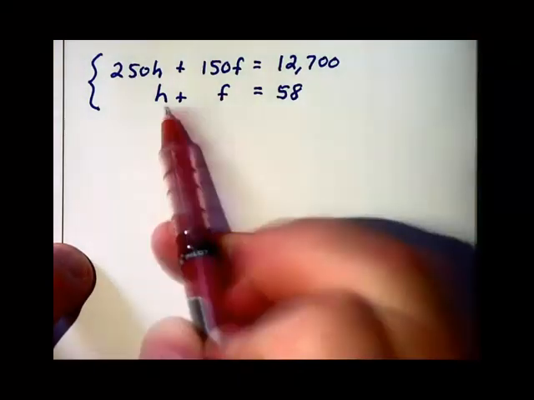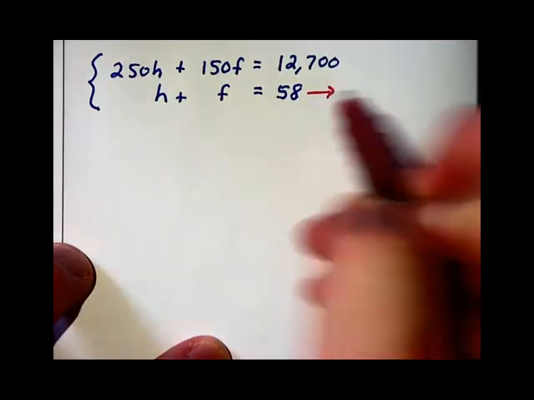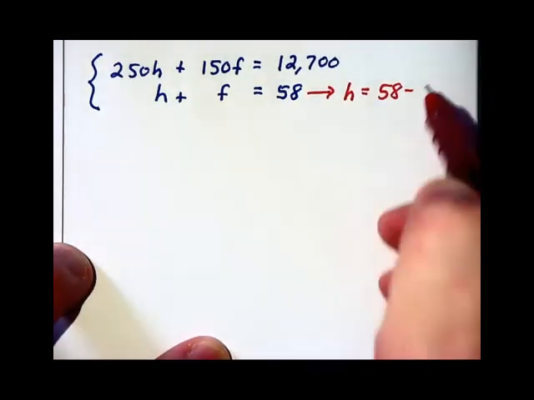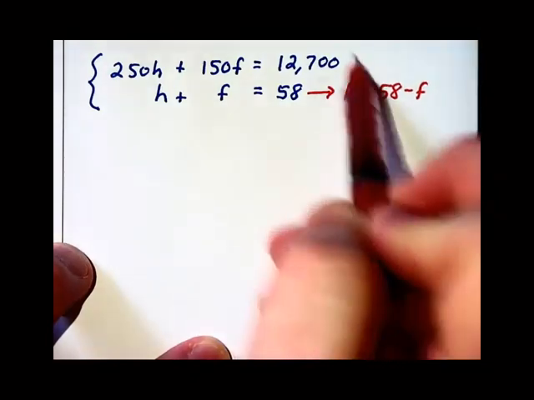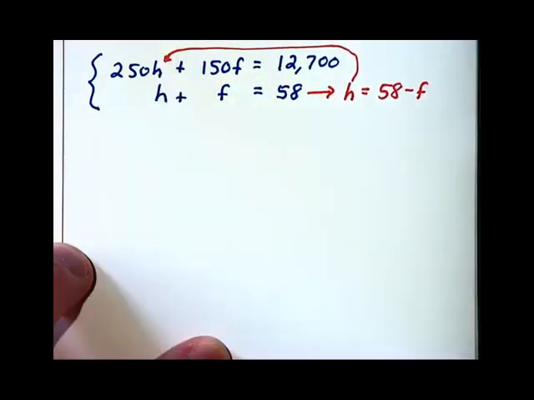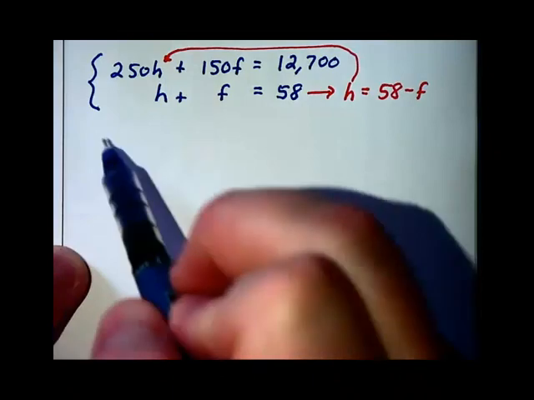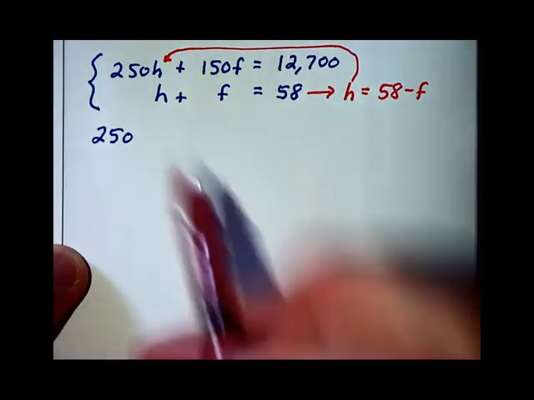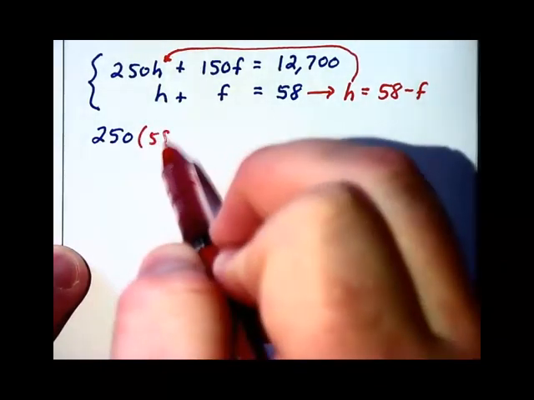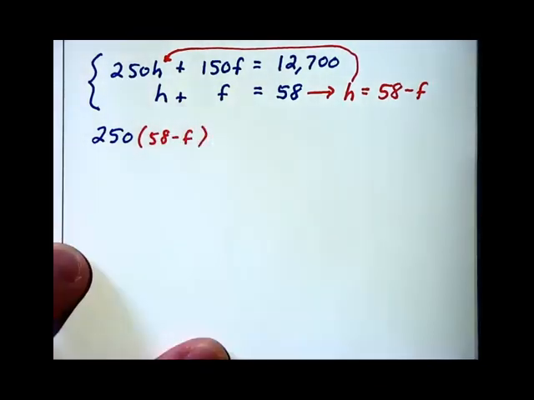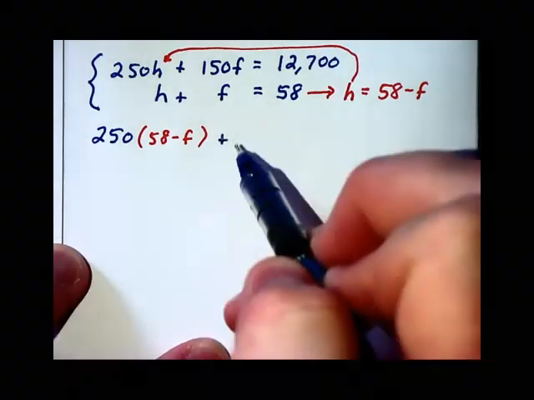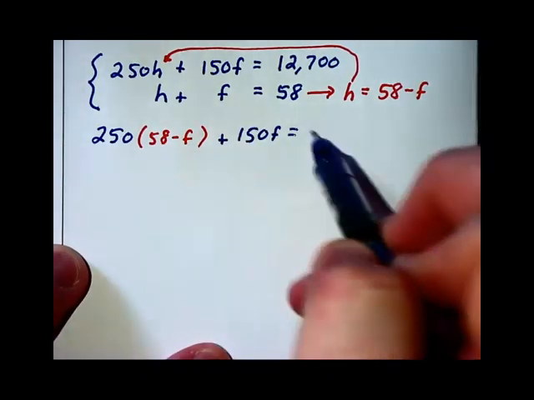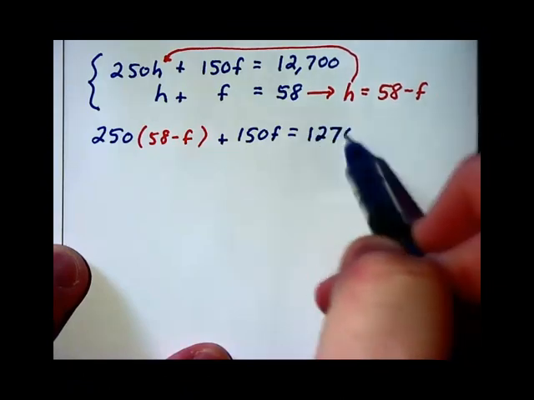I'm going to solve the second equation for H, subtracting the F and writing H equals 58 minus F. And that H is then going to get substituted into the line above. So 250H is going to turn into 250 times 58 minus F plus the other 150F equals 12,700.